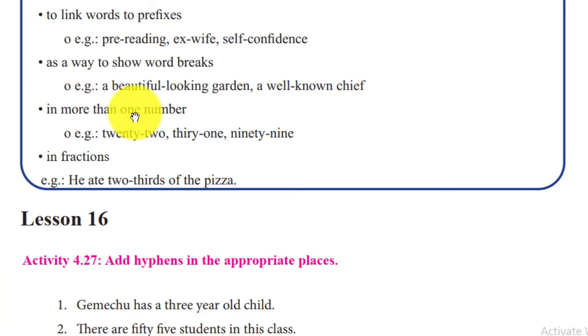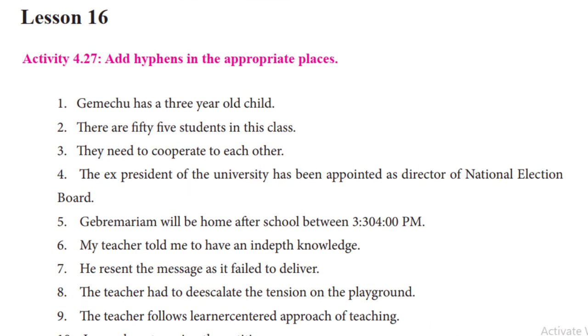The other one is in numbers. When more than one number comes, especially from 21 up to 99, we separate the numbers in the middle. For example, 22, 23, 31, 99, we use a hyphen like this. So numbers from 21 up to 99 need a hyphen in the middle. The last one is fractions, to separate them. For example, he ate 2/3 of the pizza. 2/3, 1/4, 1/8. When we use fractions we separate them like this.